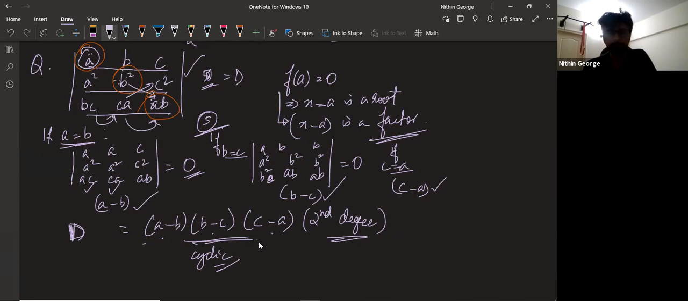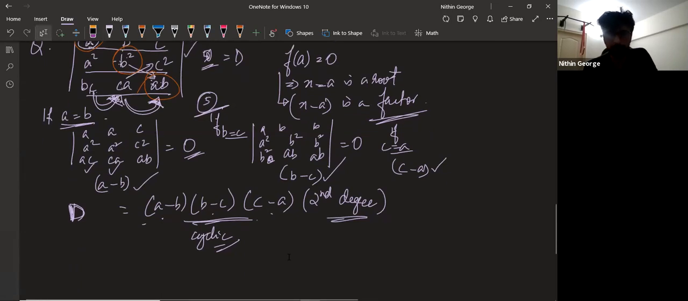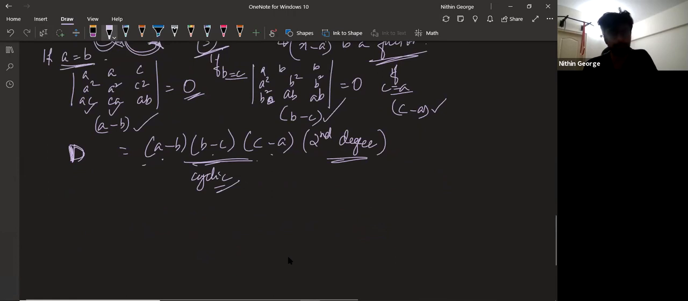All right, A is replaced with B, B is replaced with C, and C is replaced with A in the adjacent columns. So that is enough proof for you to say that it is cyclic in nature. So it is cyclic means the second degree equation that remains, or whatever equation you get out of it, will actually be symmetric. So how many ways can you form symmetric?